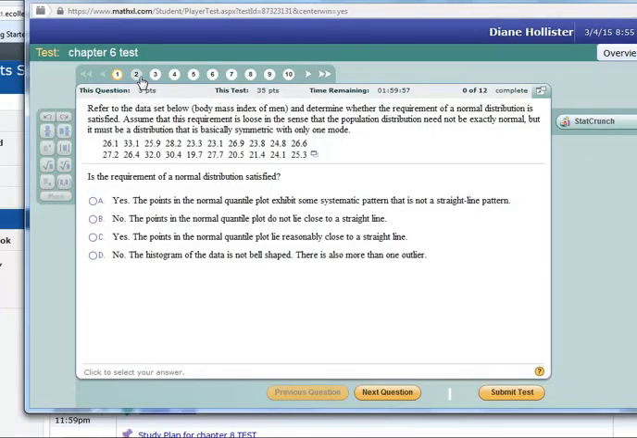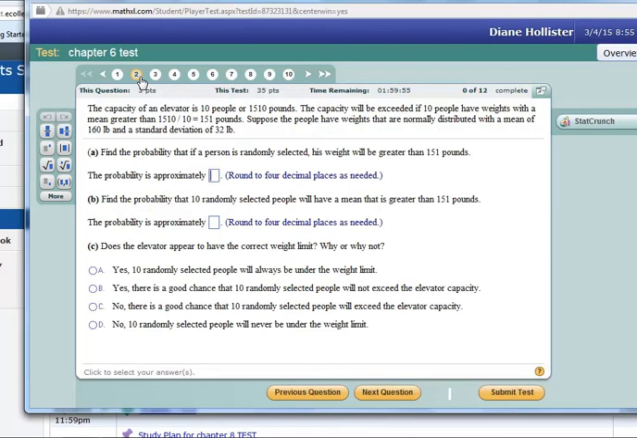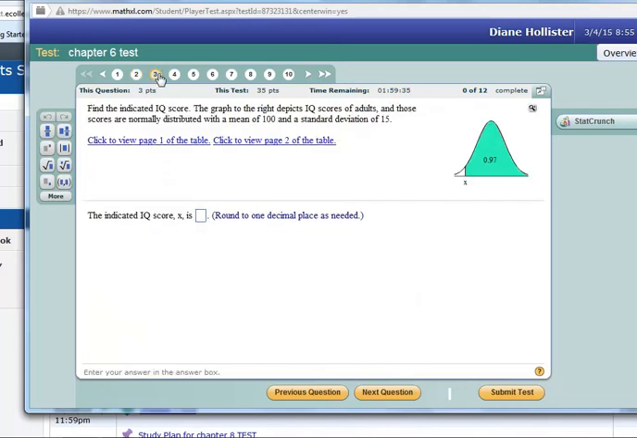So again, very similar to a homework question we just solved about determining whether it's a normal distribution or not. Here's one about the capacity of an elevator. You're going to check what's the chance that an individual has a weight greater than 151, and then what's the chance that a group of 10 have an average greater than 151. And again, that's where you're going to have to take your calculators out, and you're going to have to divide by the square root of the sample size. Here's one where we're simply going back and determining the cut score using our normal calculator.